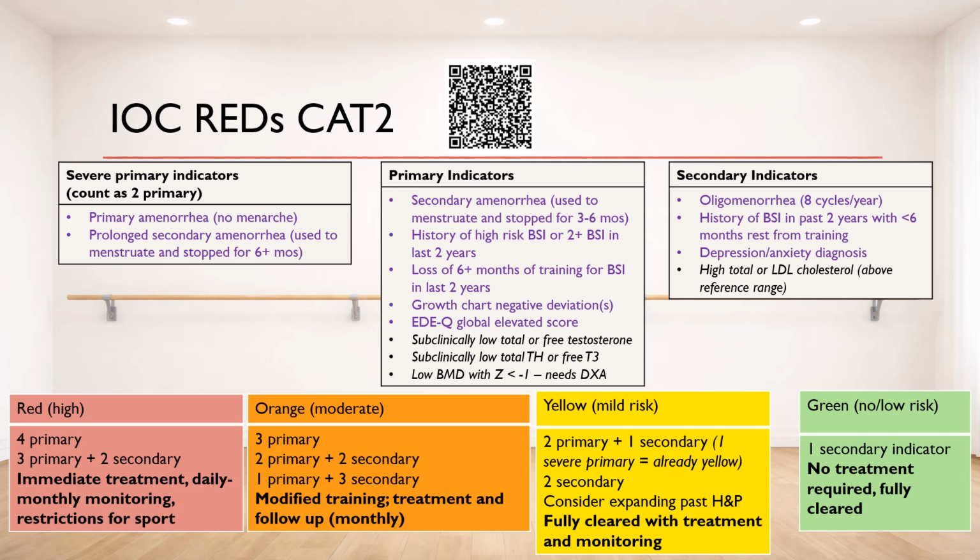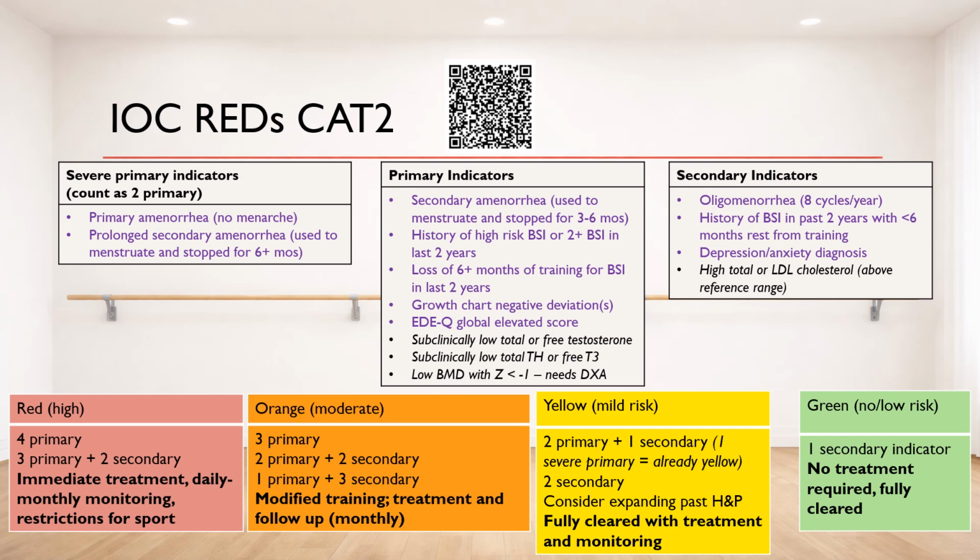Moving down the list, we think about negative deviations on the growth chart, a high score on the eating disorder assessments, low testosterone, thyroid labs, low bone mineral density marked by osteopenia on your DEXA. And then when we move to the secondary indicators, which carry less weight than the primary ones, these include oligomenorrhea, which is 8 or fewer periods in a year, a history of any bone stress injury in the past 2 years, anxiety or depression, and hypercholesterolemia.